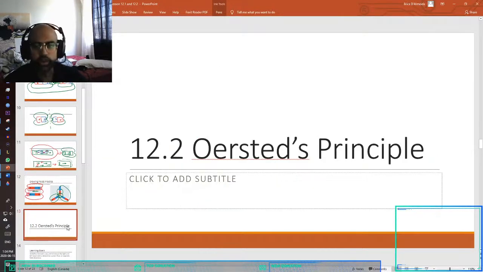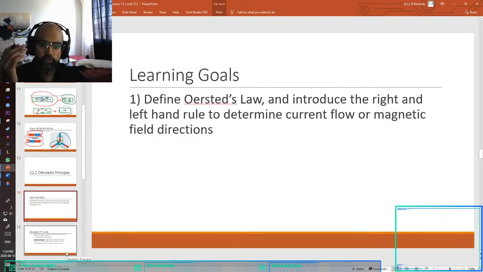The next thing we're going to cover is what's called Oersted's principle. Whatever. Oersted's principle. The idea is that, well, it's weird.